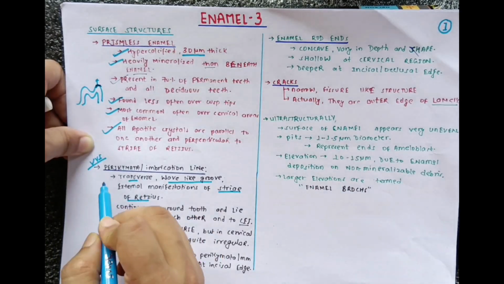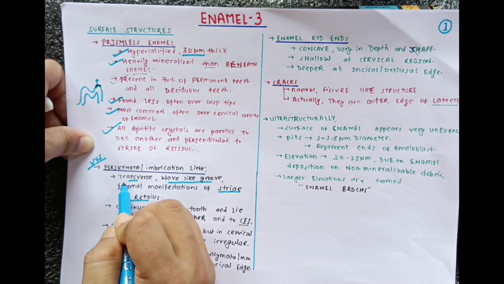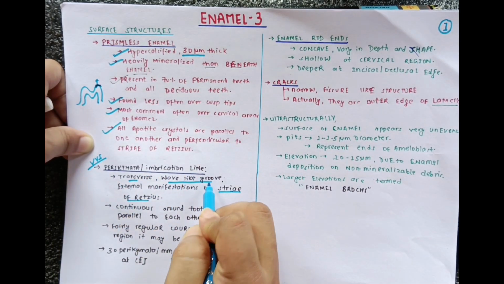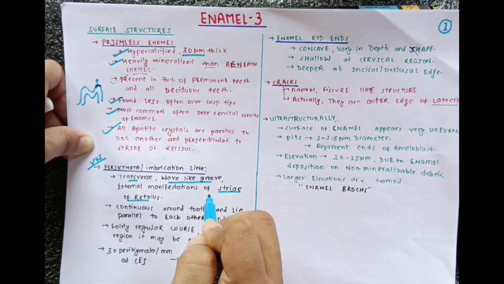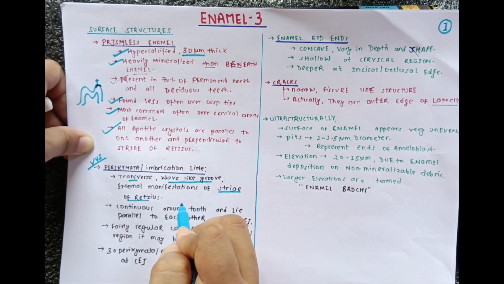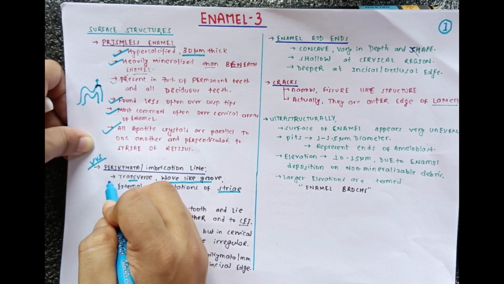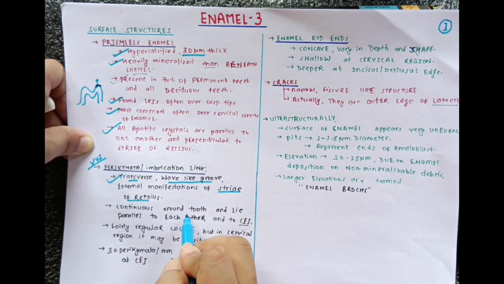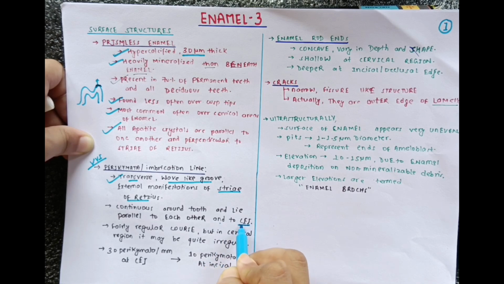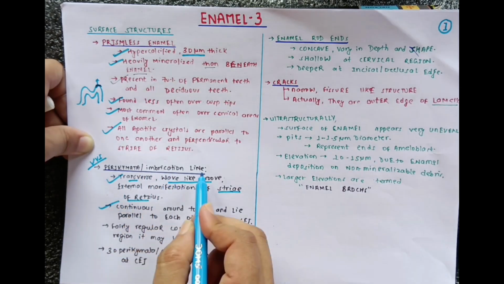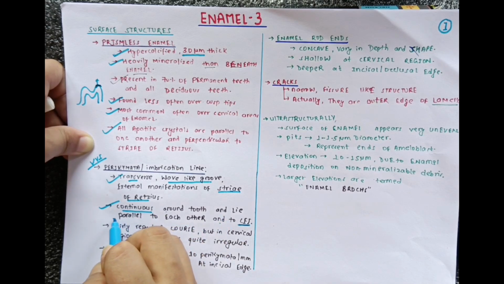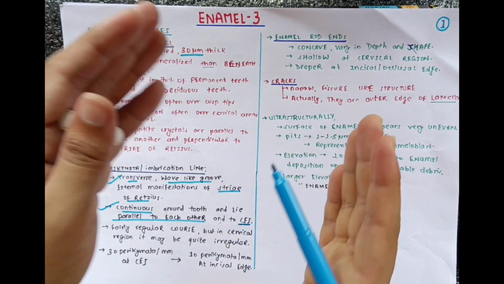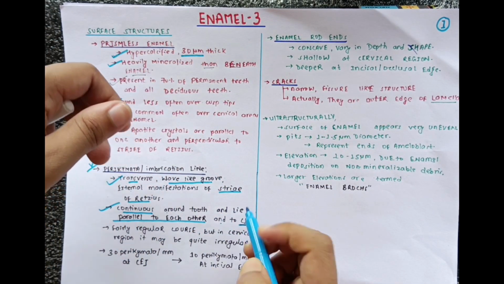Next topic is perikymata, or the imbrication lines. It is a transverse wave-like groove, the external manifestation of the striae of Retzius. The striae of Retzius, or incremental lines of Retzius, I have covered in my previous video. Perikymata are continuous around the tooth and lie parallel to each other and to the cemento-enamel junction.